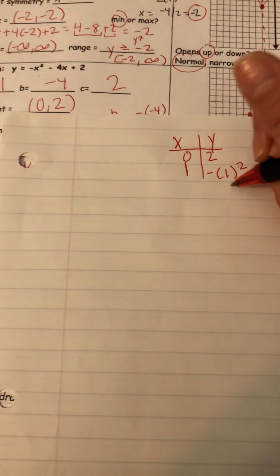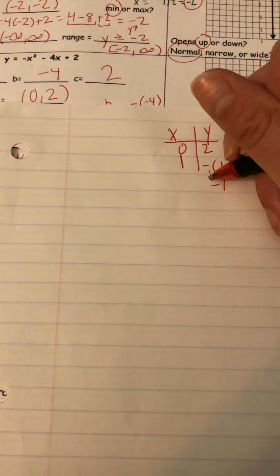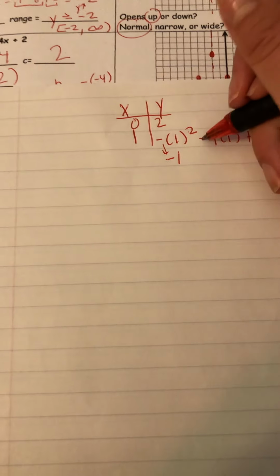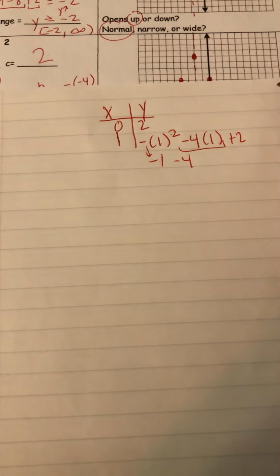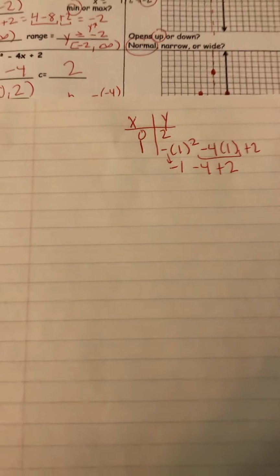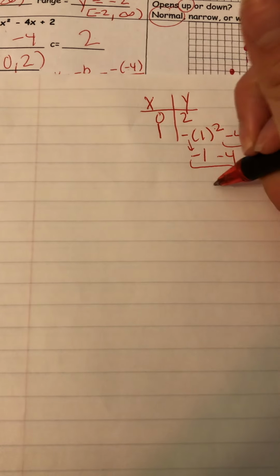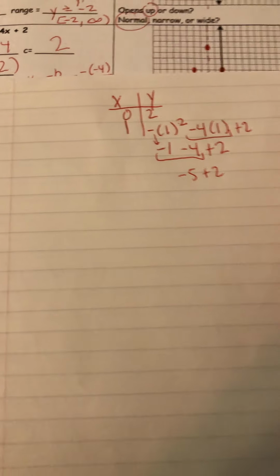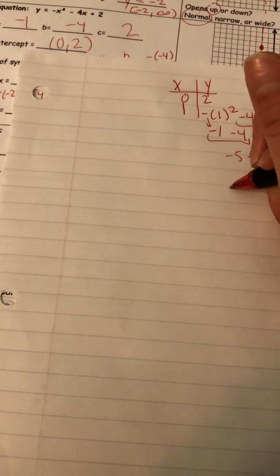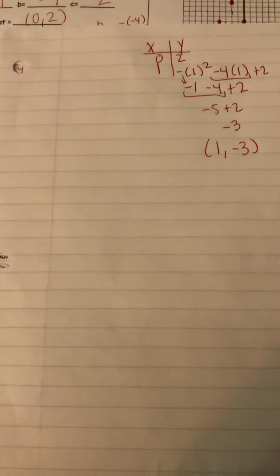1 squared is 1, but that negative sign has to stay, unfortunately. -4 times 1 is -4, and then I add my 2. -1 minus 4 is -5. And negative 5 plus 2 is negative 3. So that means my third point is at 1, negative 3. Okay, that one there.